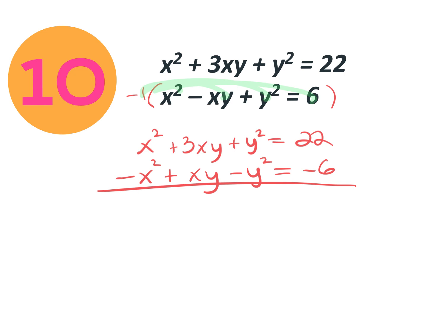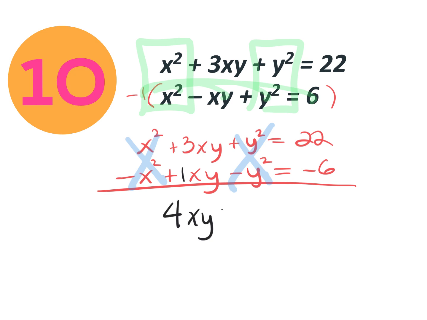So my goal is to get either X or Y to cancel. So my goal is to try to make either the X's or the Y's have the same number but opposite signs. Now notice when I do this though, not only is my Y going to cancel, so is my X squared. So they both cancel, but I still get this to add together. 3xy plus 1xy is 4xy, and then 22 minus 6 is going to give me 16.